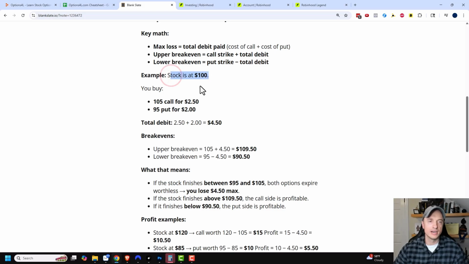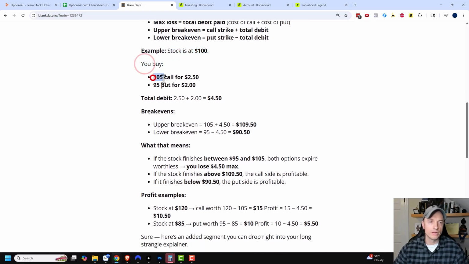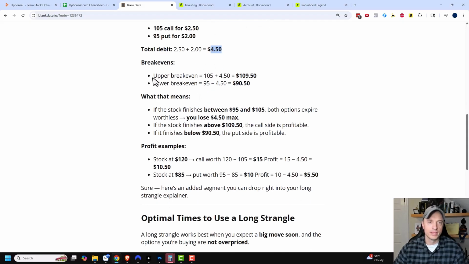So the stock is at $100. You buy the 105 call for $2.50, the 95 put for $2. Your total debit then is $4.50. You got your break even, so your upper break even is $109.50. That means you need the price of the stock to go to $109.50 before you start making some money. And the lower break even is $90.50, meaning that you need the price of the stock to go below $90.50 before you start making some money.